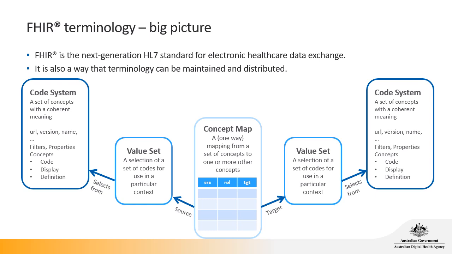A value set specifies a list of codes taken from one or more FHIR code systems for use in a particular context. Each code system has a globally unique URI and can be referenced by any number of value sets. For example, a value set may constrain a small set of codes from a larger code system, or may be used to extend a code system by combining codes from another. The third type of FHIR resource is the concept map, which describes the relationship between codes in 2 or more value sets.